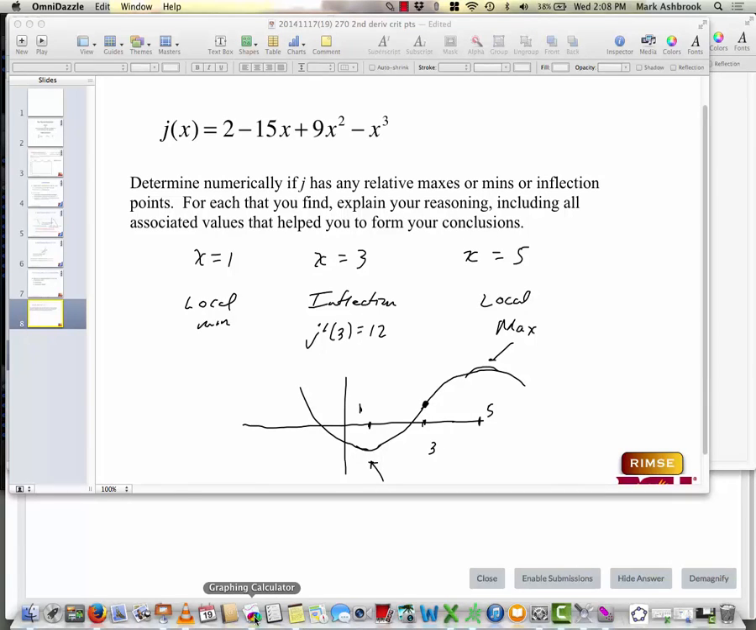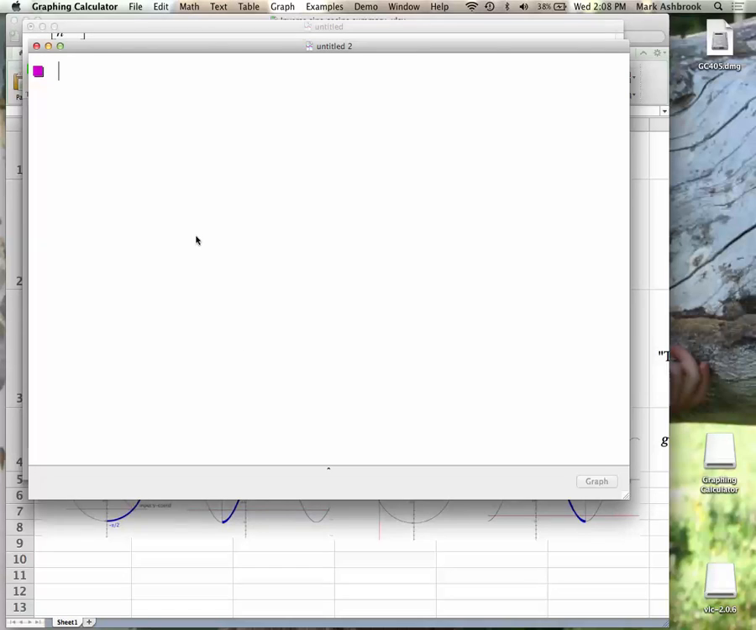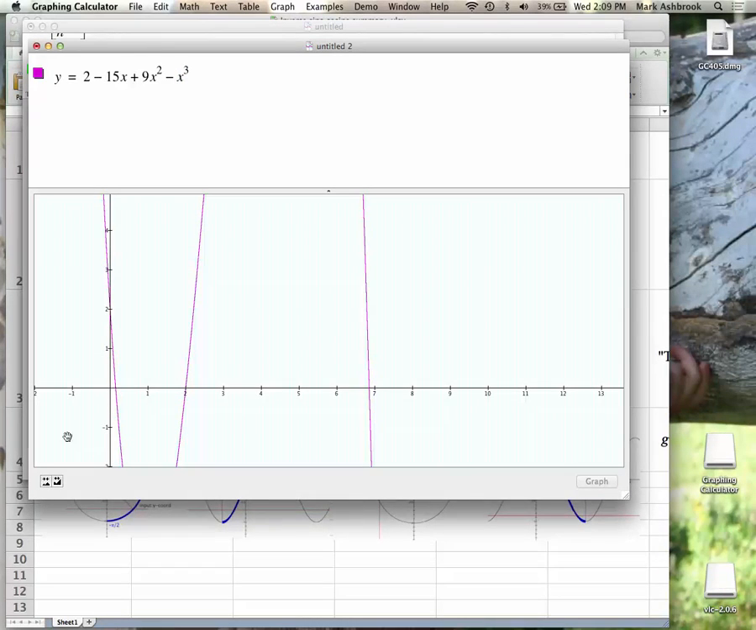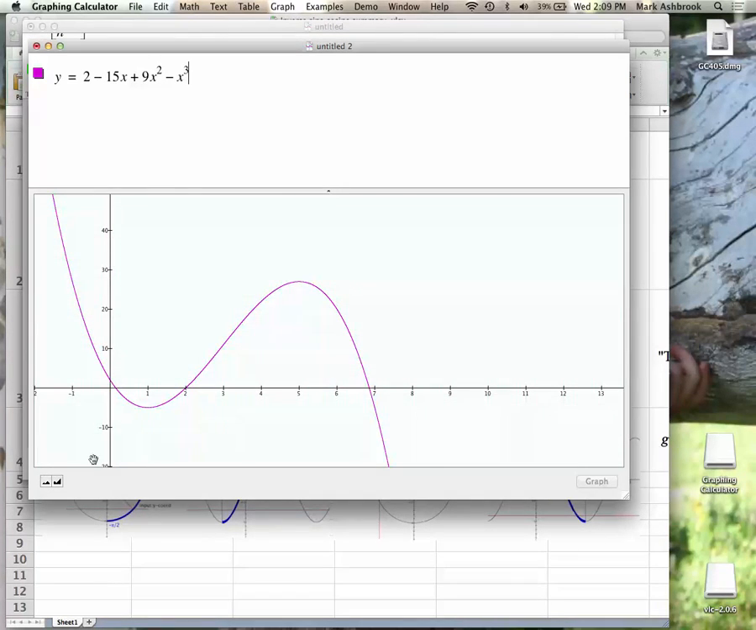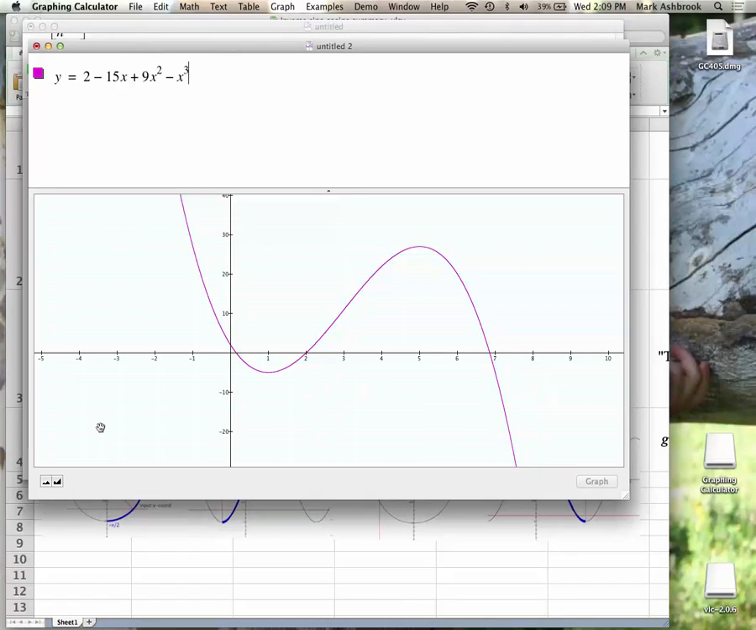And so we could throw that in a graphing calculator. What was the function? Minus 15x plus 9x squared minus 6x cubed. That's it? Okay? Actually, my sketch was pretty good. This was negative and this was positive. So there's that local min. At 3, there's our inflection with a rate of change of 12. And then there's our local max.